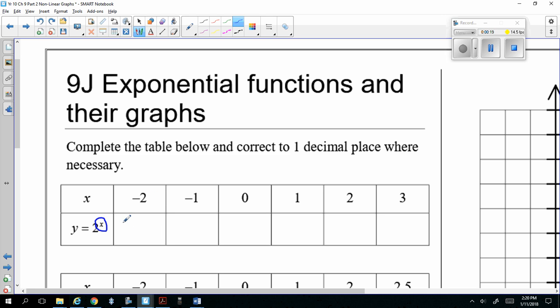So we substitute -2 into the formula, 2 to the power -2. That will be equal to, using a calculator, 0.25. And then you do 2 to the power -1, which becomes half. That equals 0.5. Put 0 in, you get 1, and then you get 2, 4, 8. So clearly you see it's getting doubled. So that gets doubled each time.